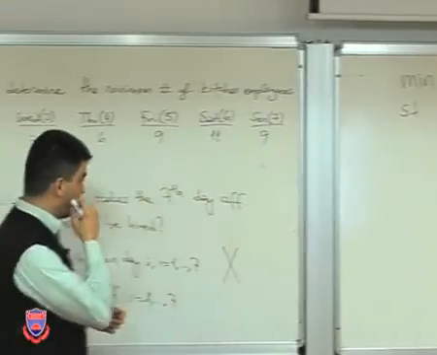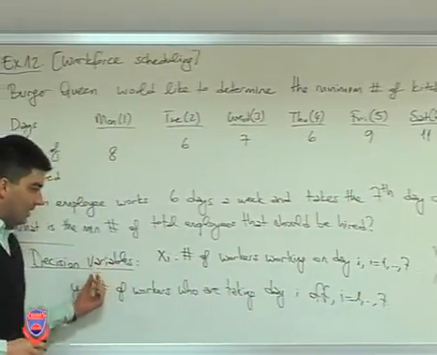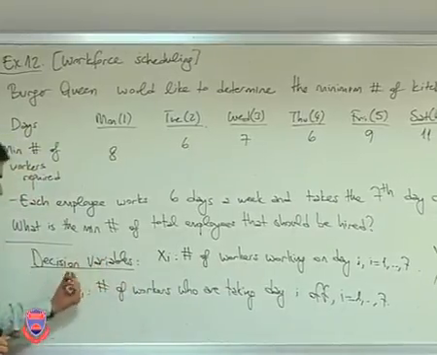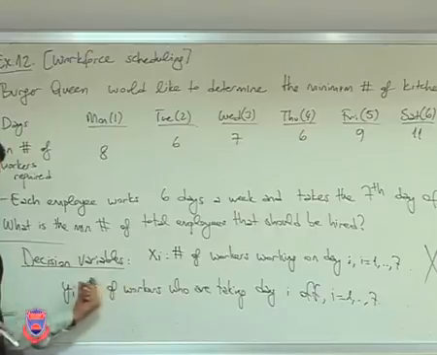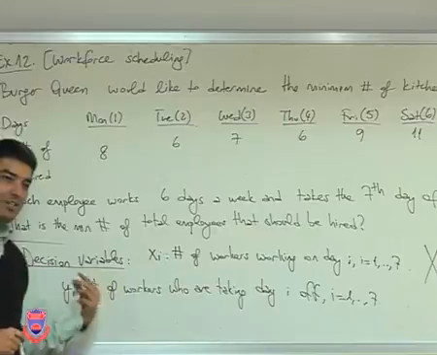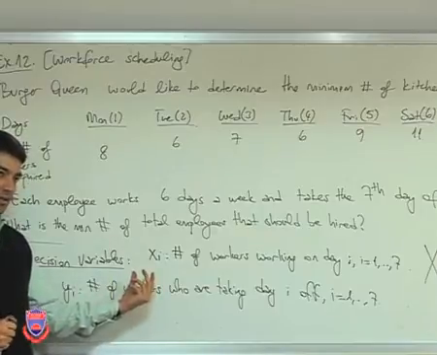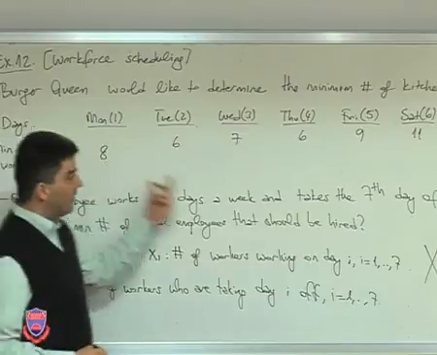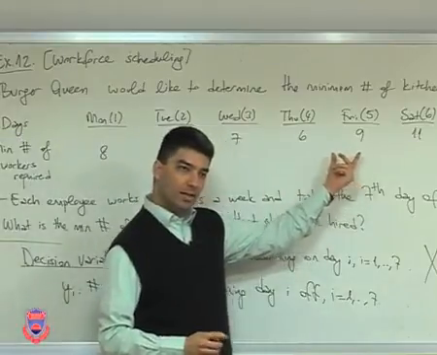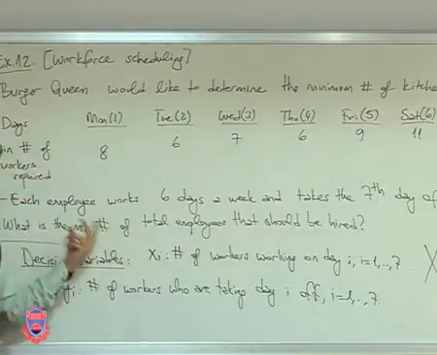Okay, that's a good question. So the question basically is the following. Can I change my decision variables in the following way? So instead of defining y_i, I'm going to define y_ij with two indices. And y_ij will be the number of workers who are taking day i and day j off. So for example, y_15 will be the number of workers who are not working on Monday and on Friday. And that's indeed the correct formulation.